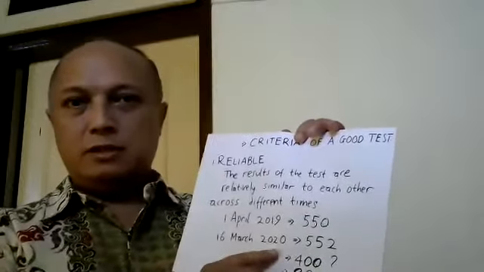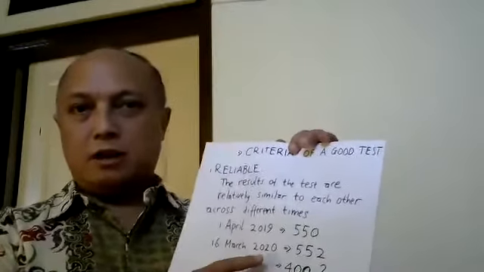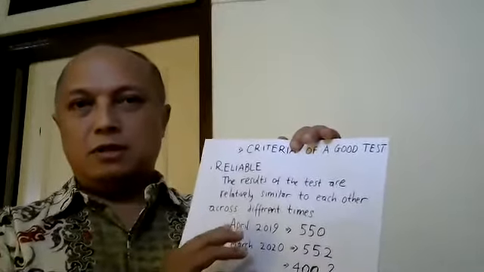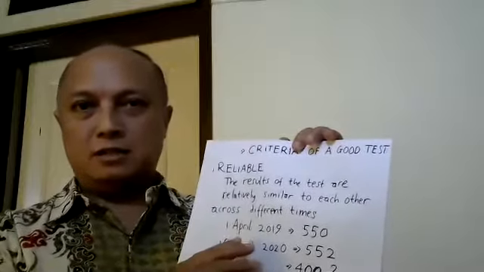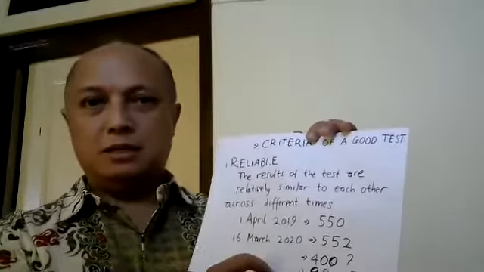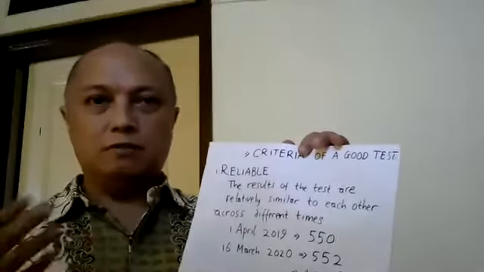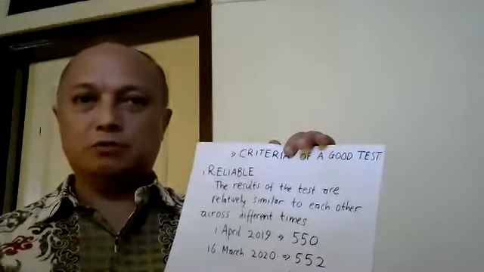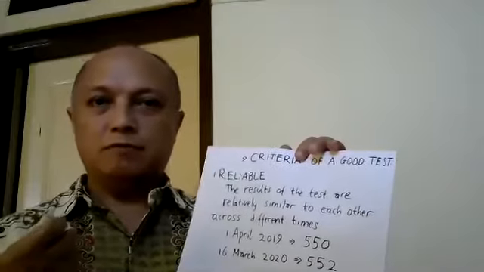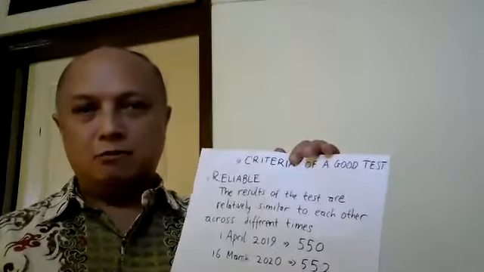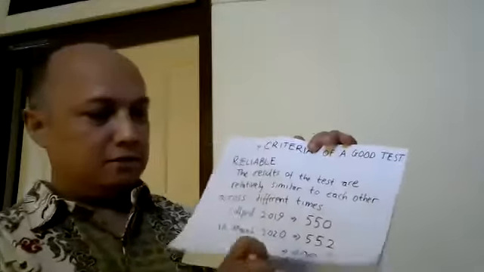In other words, we can say that the test is reliable because then we can trust the test. We can rely on the test. That's the idea of being reliable. If the test turns out different scores, wildly different scores from one time to another, then we have reason to doubt the test. We cannot rely on the test.